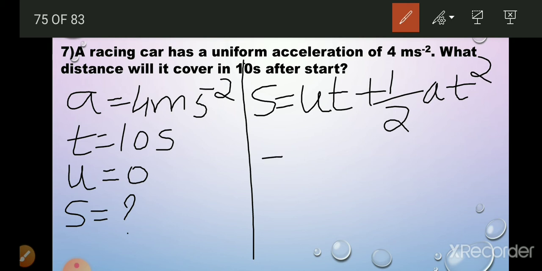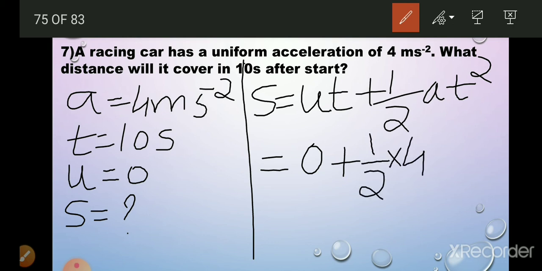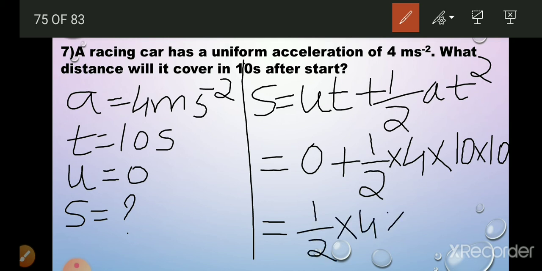Let us substitute. u is equal to 0, so u into t becomes 0, plus half into acceleration, which is 4 meter per second square. It is in the SI unit, again no need of conversion. t square is also in the SI unit, that is second. So 10 square is 10 into 10. Half of 4 is 2, and 10 into 10 is 100, so 2 into 100 equals 200 meter, okay. You just substitute 4 into 10, 10s are 100.